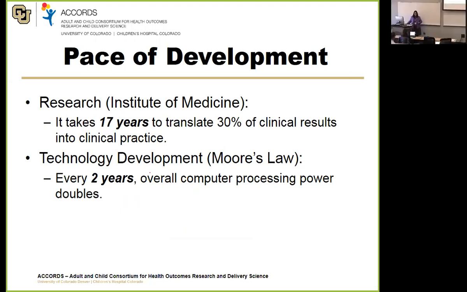Moore's law, Moore is not me, this is Gordon Moore, who worked for IBM and Intel way back in the day, is that every 2 years, overall computer processing power doubles. That allows things to get smaller, that allows things to get faster, that promotes mobile development. 2 years and 17 years leaves a 15-year gap.